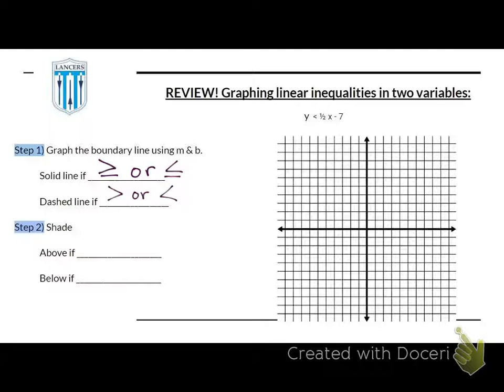Then we have to know where to shade. We're going to shade above if we have what kind of symbol? Some sort of greater than symbol. So just the plain greater than or the greater than or equal to. We'll shade below if it's a less than symbol. Either one, less than or equal to.